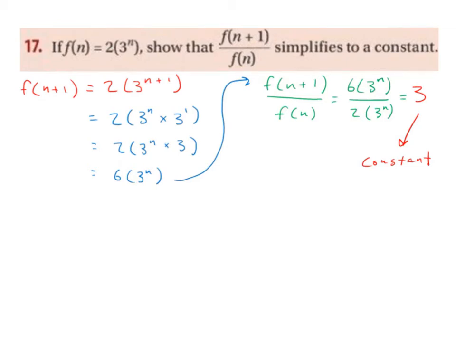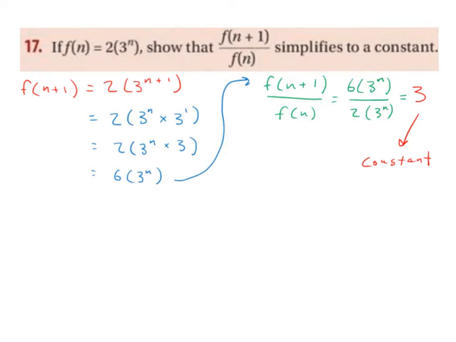Okay, so we've been told in the question that f of n is equal to 2 times 3 to the power of n, and we're interested in f of n plus 1. So what we want to do first is take the 2 times 3 to the power of n and add on a 1 to the n. So f of n plus 1 is going to be 2 times 3 to the power of n plus 1. So all I've done is taken the n and added on a 1.